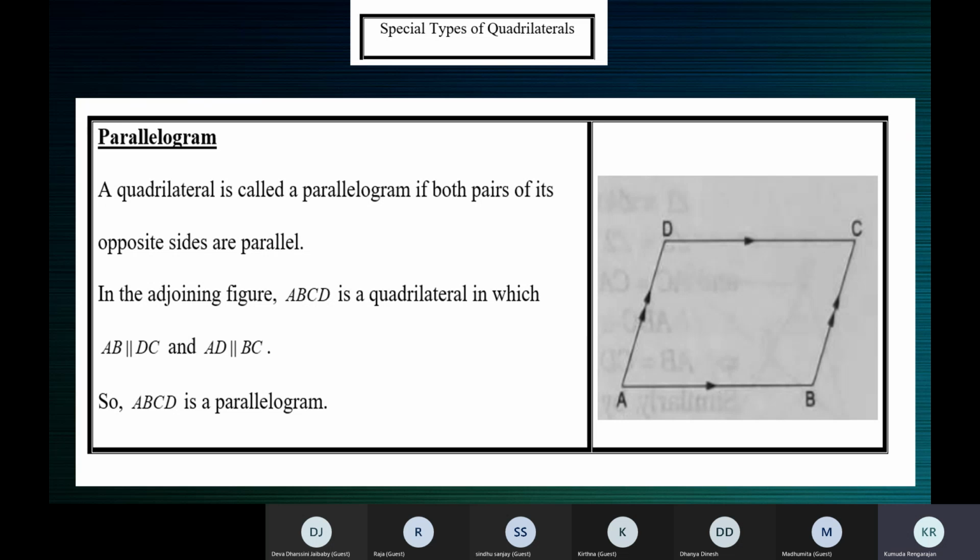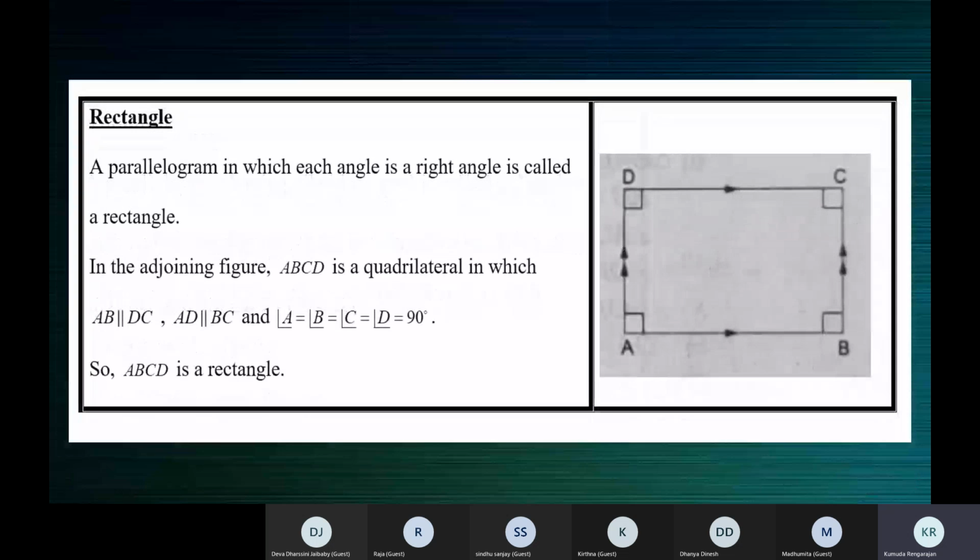So a parallelogram in which one angle is a right angle, meaning one angle measures 90 degrees, is a rectangle. Remember, a rectangle is a parallelogram. It's a special parallelogram in which all the angles measure 90 degrees.